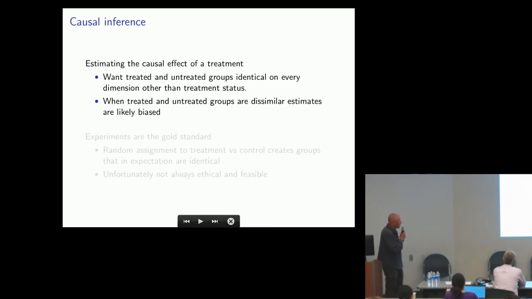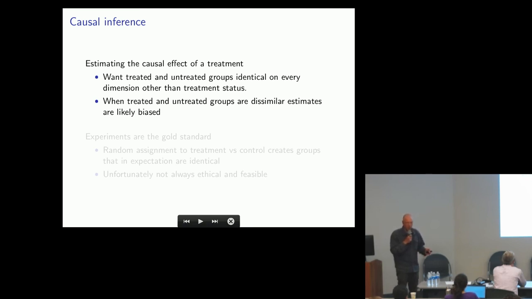So when we're trying to estimate a causal effect, what we want ideally is for the treated group and the untreated group to be identical on essentially every other dimension other than the treatment dimension. When this isn't the case, we're likely to be running into problems where our treatment effect estimates are biased. So there's actually a pretty long history in economics and some other social sciences of taking a treatment effect for which we have an experimental benchmark.